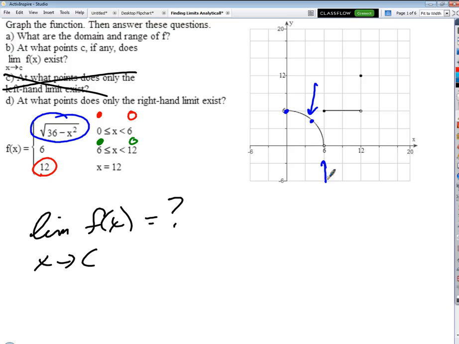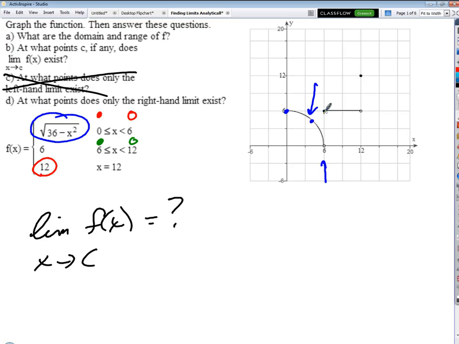The problem being that the ants from the left are going to think they're going to step on y equals 0. The ants from the right believe they're going to step on y equals 6. Does it matter who's right? No. Makes no difference. They don't agree. They never get there anyway, but there can't be a limit because they disagree, okay? So there's our first place where the limit doesn't exist.